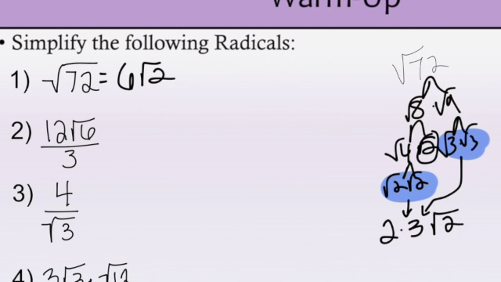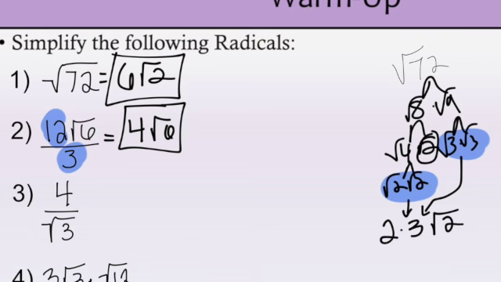Now for number 2, this one is really nice because all we have to do here is divide the two whole numbers. The common misconception here is to want to divide the square root of 6 by the 3 as well, but you can't do that because the 6 is inside of a square root. So this is going to just end up being 4 radical 6.